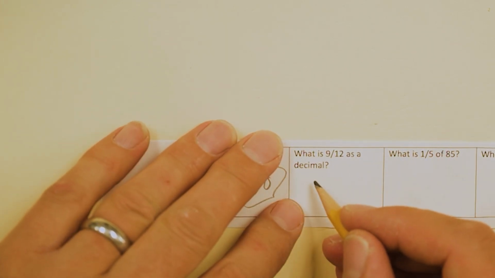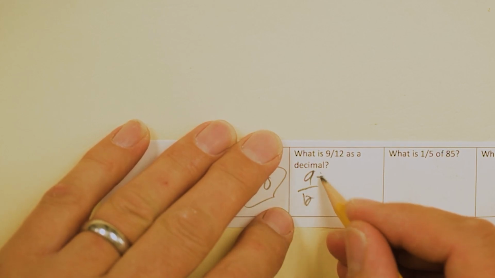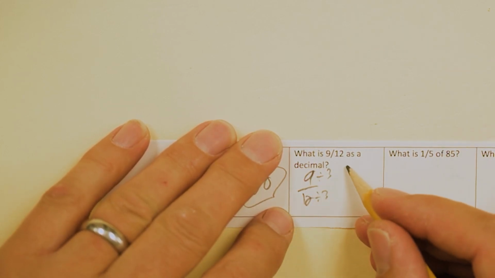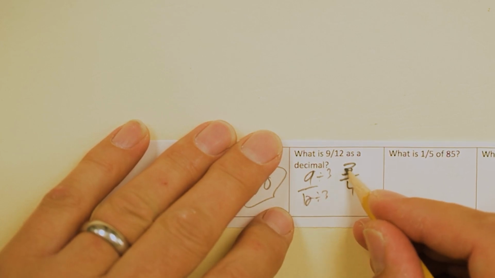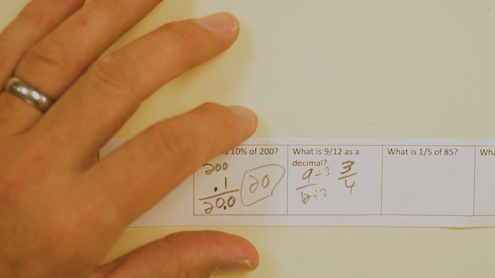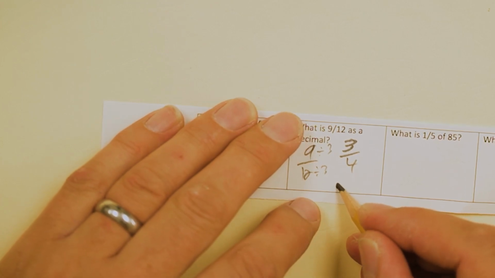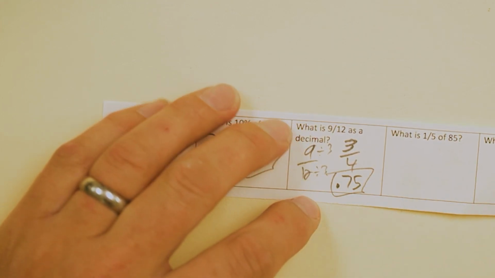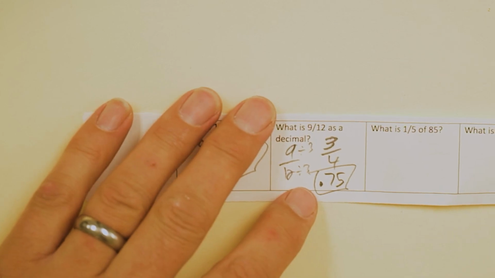9/12 as a decimal. Let's go ahead and reduce it. 9 over 12, divide by 3. Should be 3 over 4. Yes. If you have 3/4, how many pennies do you have? You have 75. 0.75 is your answer. 3/4 is 0.75.